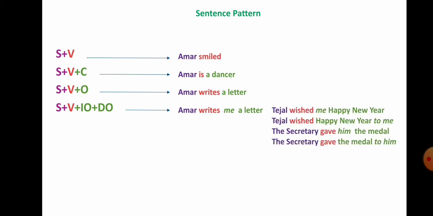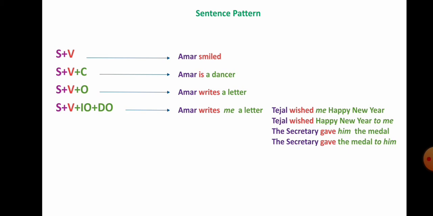Let's see some more examples for this one. Dejal wished me a happy new year. Here Dejal is a subject, wished is a verb, me is an indirect object, and happy new year is a direct object. Dejal wished what? Happy new year. To whom? To me. Dejal wished happy new year to me. We can rearrange it in a different way also. Dejal wished me happy new year. Here the sentence pattern is subject, verb, direct object and indirect object.